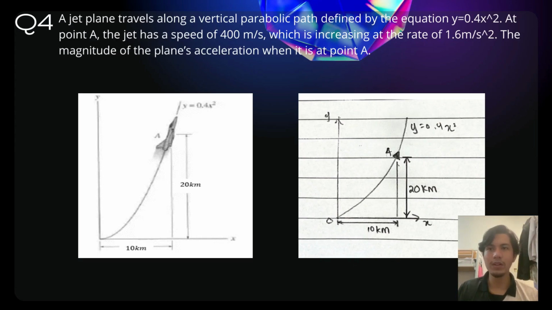For question 4, a jet plane travels along a vertical parabolic path defined by the equation y equals 0.4 x squared. At point A, the jet has a speed of 400 meter per second, which is increasing at the rate of 1.6 meter per second squared. Find the magnitude of the plane's acceleration when it is at point A.